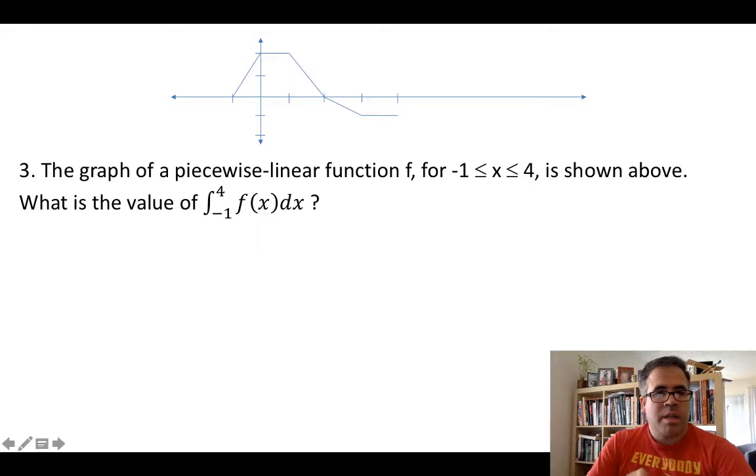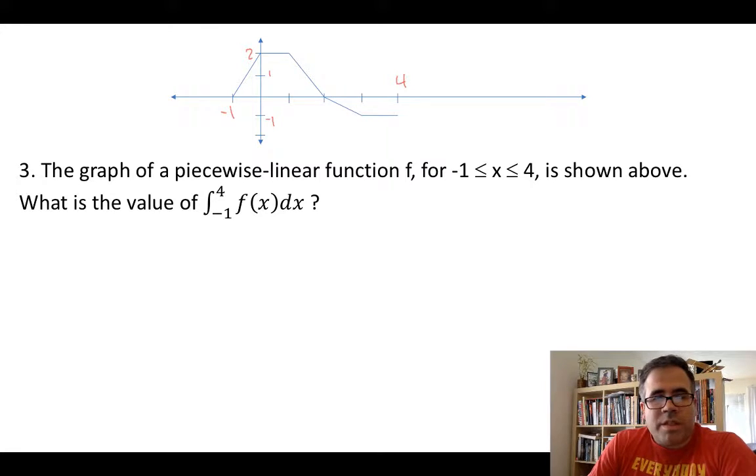Moving on. This one is another integral, but it's an integral from the graph. So this one states we have a graph of a piecewise linear function, f. We state its domain, so that gives you an idea of what this scale is. This is -1, this is 4. And we hope that scale still applies, so this would be -1, this would be 1, 2, that sort of thing. As shown above. What is the value of the integral from -1 to 4 of f of x dx?